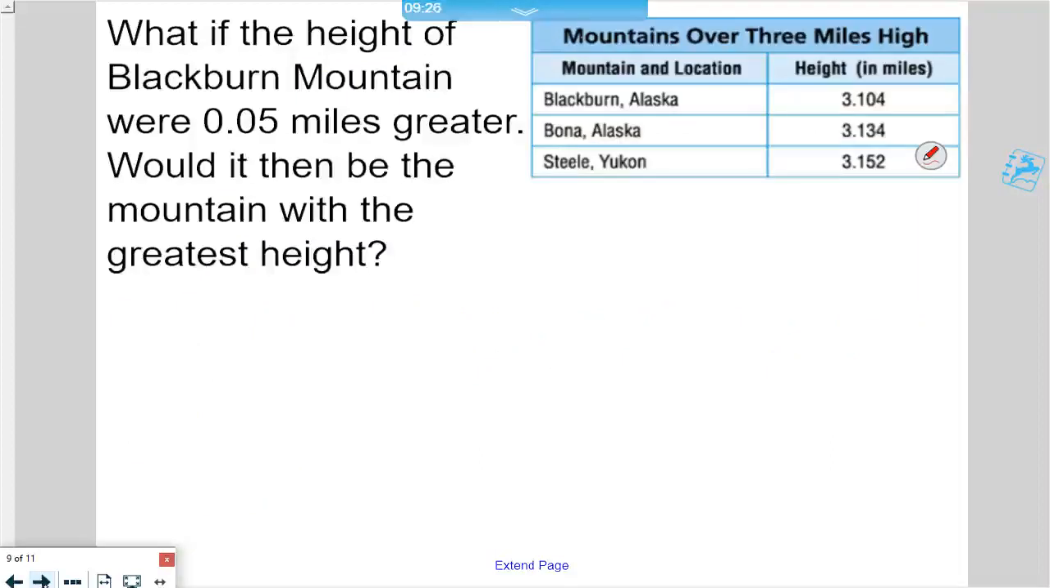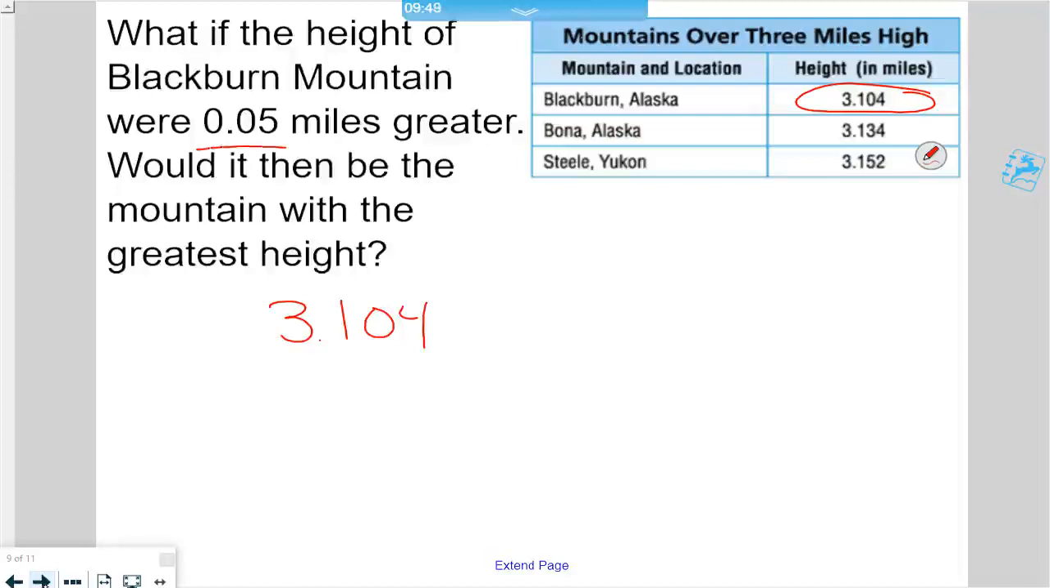What if the height of Blackburn Mountain were 500 miles greater? Would it then be the biggest mountain with the greatest height? So we're looking for Blackburn Mountain, which is right here. Blackburn Mountain is 3 and 104 thousandths miles high.